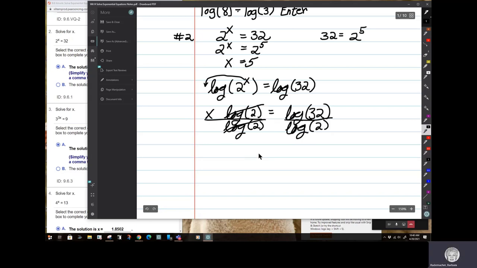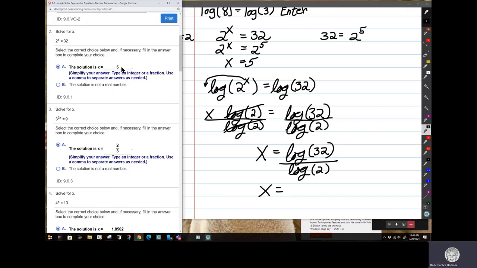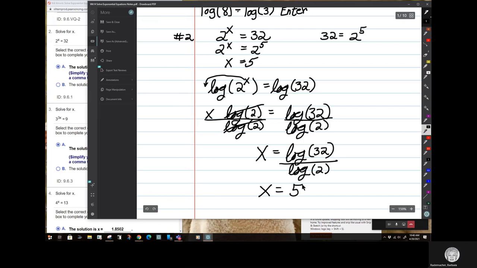Cancel out the log 2 on the left, so you'll have x equals log 32 divided by log 2. Always close your parentheses. In the calculator, the argument has to be totally enclosed in parentheses. Even if your book doesn't do it, the calculator makes you do it. Now, the answer should be the same. You can put it in your calculator and see.